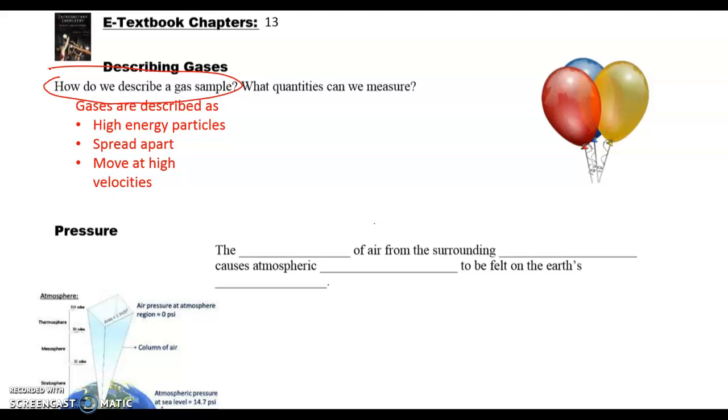Next question: what quantities can we measure? If we're using gas, it's kind of hard to look at a gas sample and understand it because typically it's invisible. But we can do a few things. For example, we can measure the volume of a gas, we can measure the pressure, and we can measure temperature and density. These are things we're going to look at a lot.